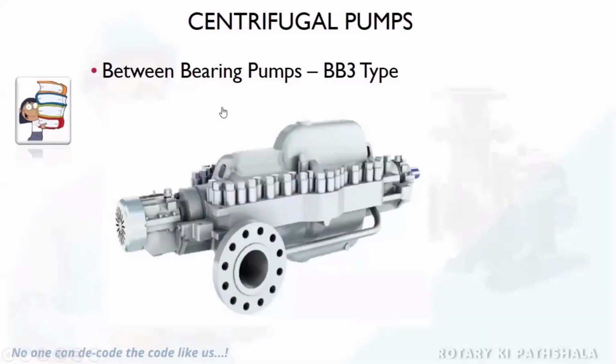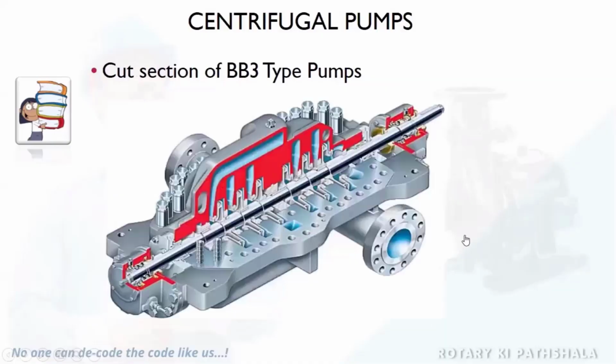The second type is the BB3, which is a multi-stage pump. In the previous slide you saw a single impeller. Here a number of impellers are mounted on the shaft. Similarly, this is one bearing, this is another bearing, and all the impellers are mounted on the single shaft within this casing. We'll see the cut section. This is the cut section of the BB3 type pump. This is the first impeller, this is second, third, fourth, fifth, and sixth. This is the BB3 type, a multi-stage pump.